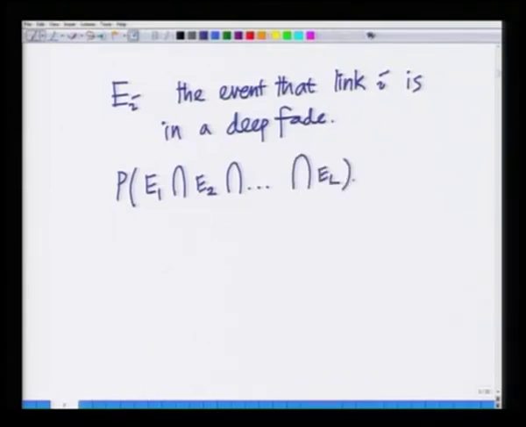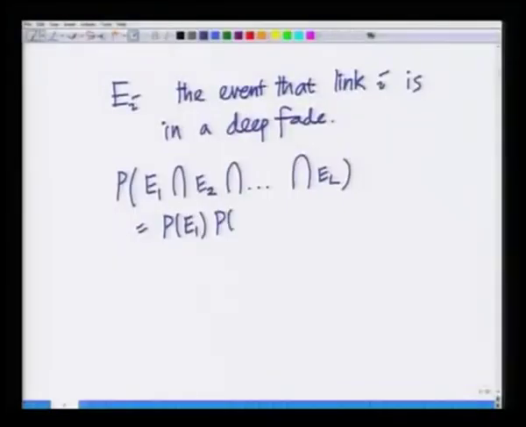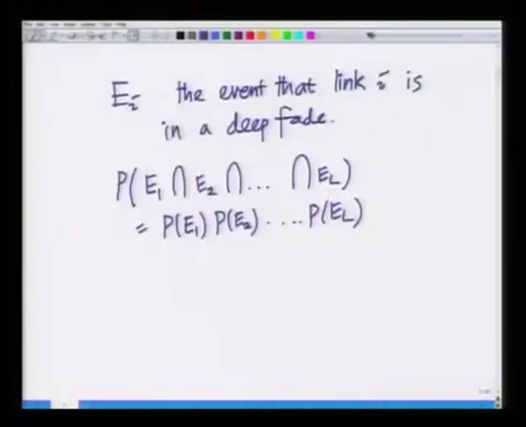That is, the probability that all links are in a deep fade is nothing but the intersection of these individual events. However, we know that these links are independent, which means each of these events is independent from the other, which means the probability of this intersection of events is simply probability of E1 times probability of E2 times probability of E_L. The probability of all the links being in a deep fade is simply the product of the individual probabilities, because these events are independent. So, this is probability of E1 times probability of E2, so on and so forth until probability of E_L.